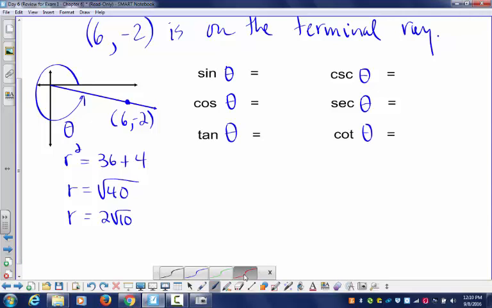And then for sine, which coordinate, y or x? Y. Is anybody having any trouble with that now? Sine is y, cosine is x. So sine is going to be the y coordinate divided by the radius. The 2's are going to cancel, so we get negative 1 over root 10. You can rationalize it if you want. Cosine is positive 6 over that, so you're going to get 3 over root 10. Tangent, y over x, so negative 1/3. And then flip them all over.